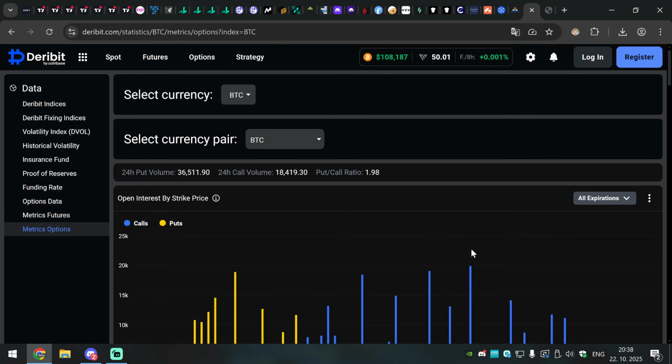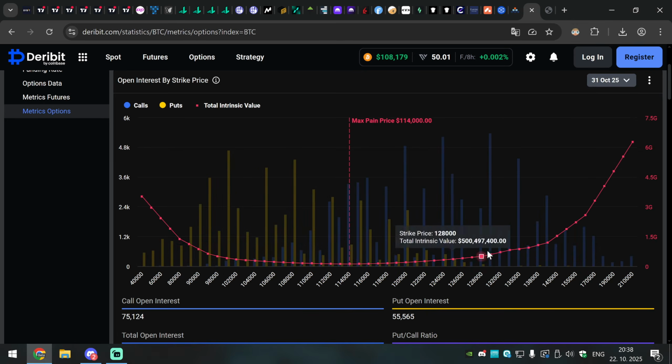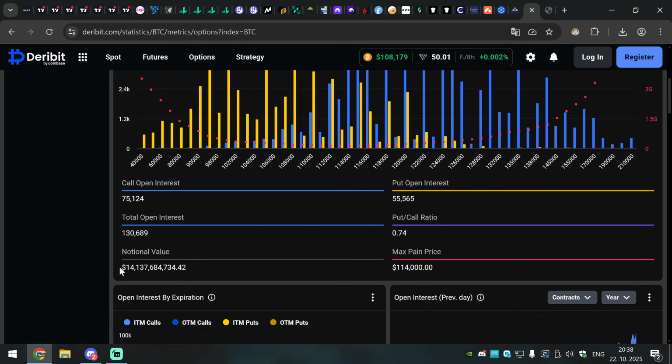But what I can tell you right now is one of the main reasons Bitcoin is pretty weak. When we go to the 31st of October on Deribit, we are now seeing 14 billion, the second highest option expiry for this year, and this is putting a lid on the market. By the way, it's pretty much a mirror image of previous months. When the month was ending last time, there was an even larger option expiry and it was also holding Bitcoin back.